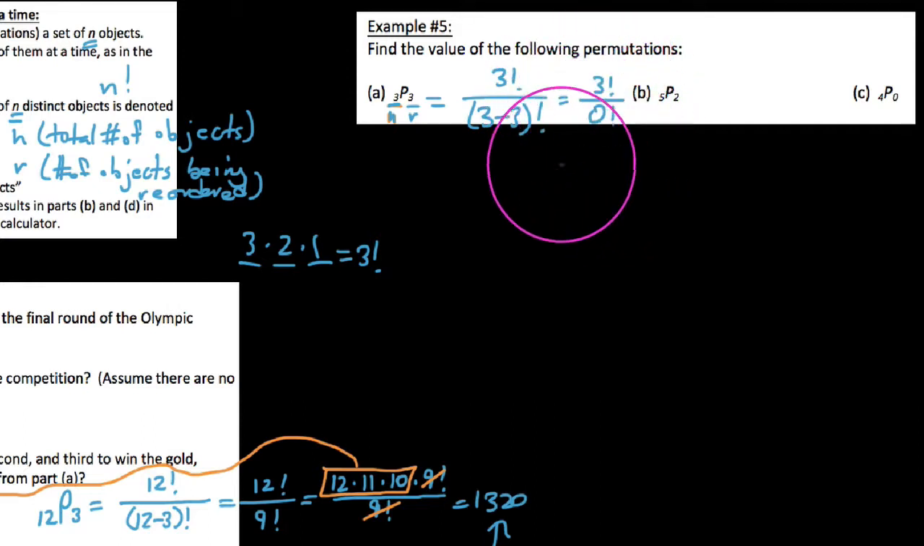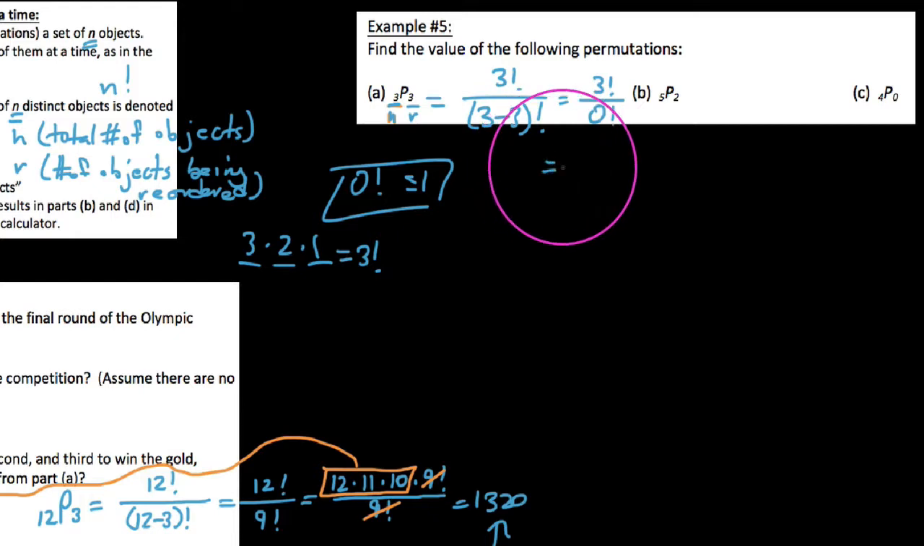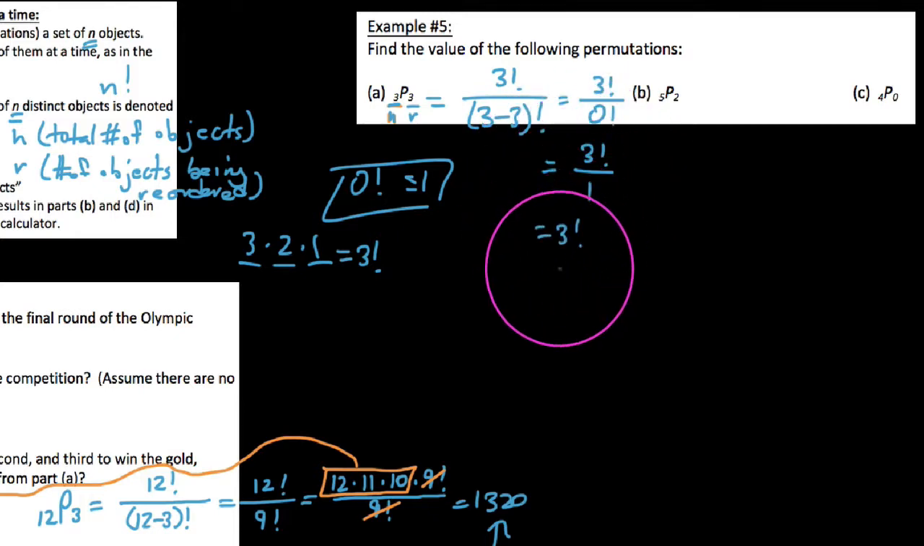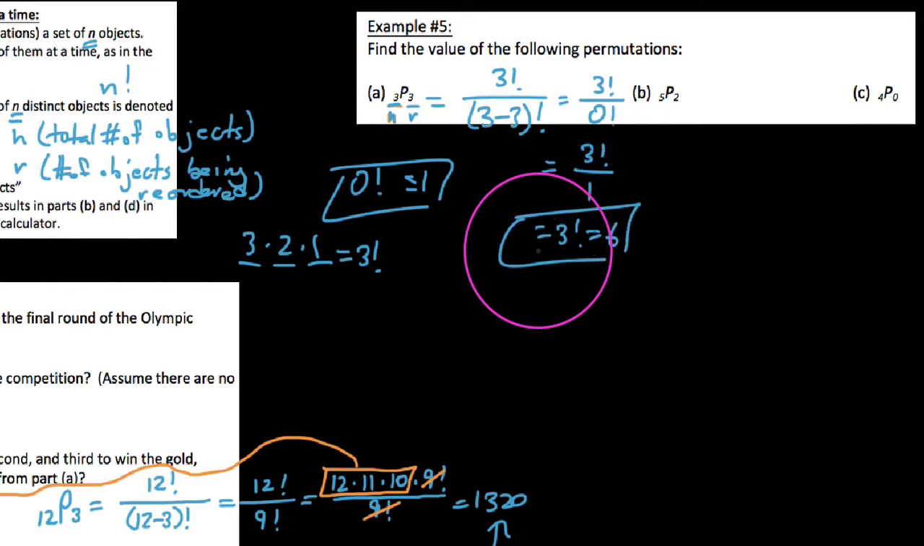And remembering, by definition, 0 factorial is always equal to 1. This simplifies into 3 factorial over 1, which comes out to be 3 factorial, which in this case, of course, is 3 times 2 times 1, which is 6. So if you ever write n permuting r at a time with r equal to n, this is the same thing as just saying n factorial, because you are rearranging all 3 of those objects if there are 3 objects.